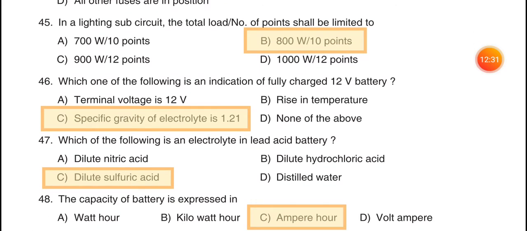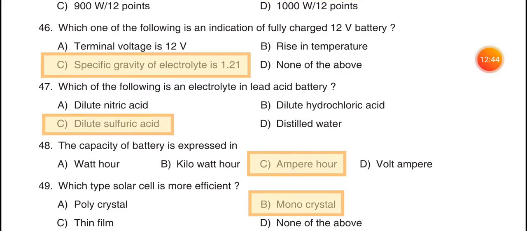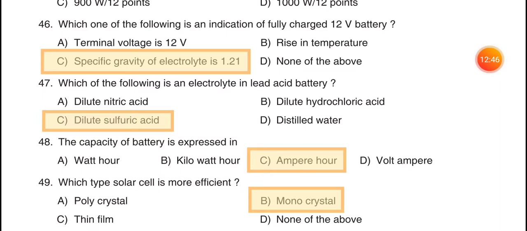45. In a lighting subcircuit, the total load per number of points shall be limited to option B, 800 watt per 10 points. 46. Which one of the following is an indication of fully charged 12 volt battery? Answer is option C, specific gravity of electrolyte is 1.21.